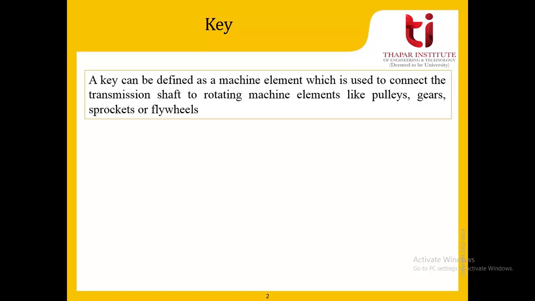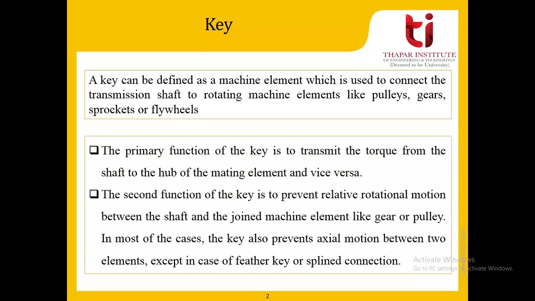to the rotating machine elements like pulleys, gears, sprockets, or flywheels. Because the purpose of the transmission shaft to these machine elements is to transmit the torque. So key serves a significant element in that, such that it transmits the torque from the hub of the machine element to the shaft, and the secondary function is to prevent a relative motion between the shaft as well as hub.